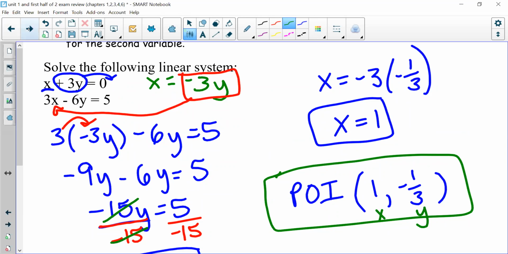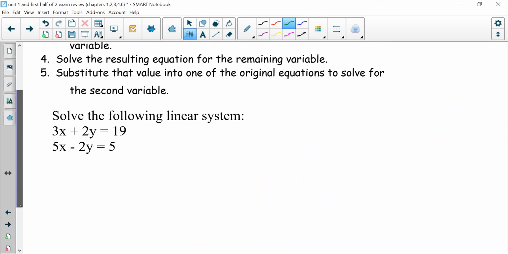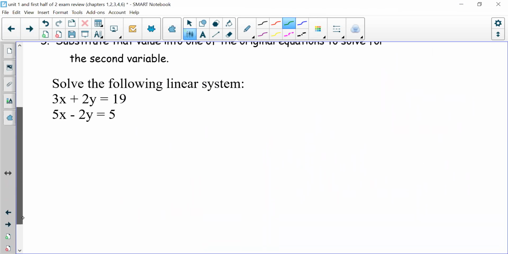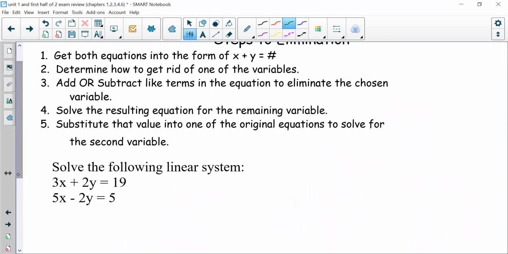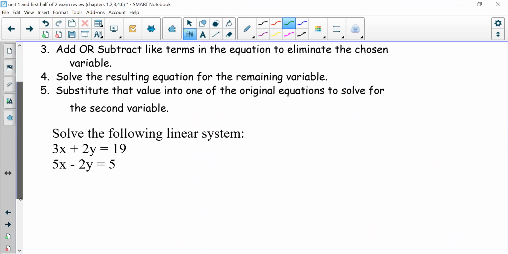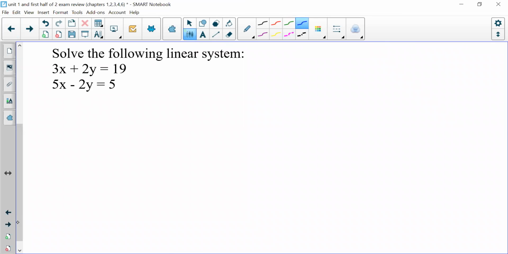So please make sure you're using good problem solving. Most of us preferred elimination instead of substitution. So either one is fine on Friday when you're working on your culminating task. You can do substitution or elimination. So don't feel like you have to know both of them. Here's the steps to elimination. Hopefully we remember them. How do I eliminate a variable? Here's my linear system. What will I do?